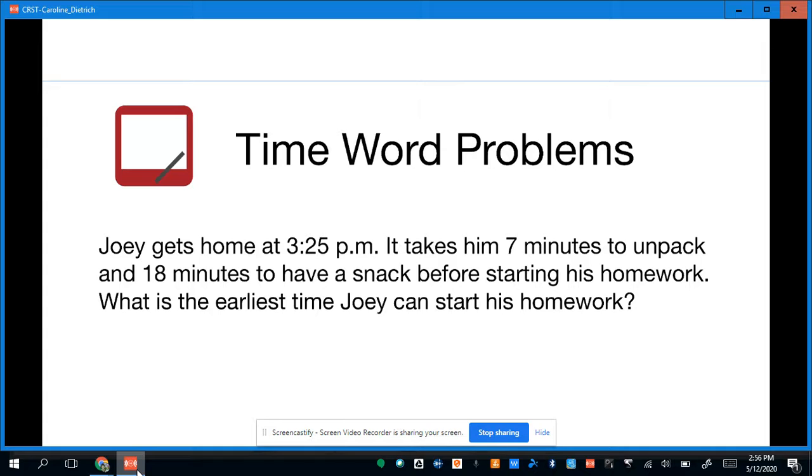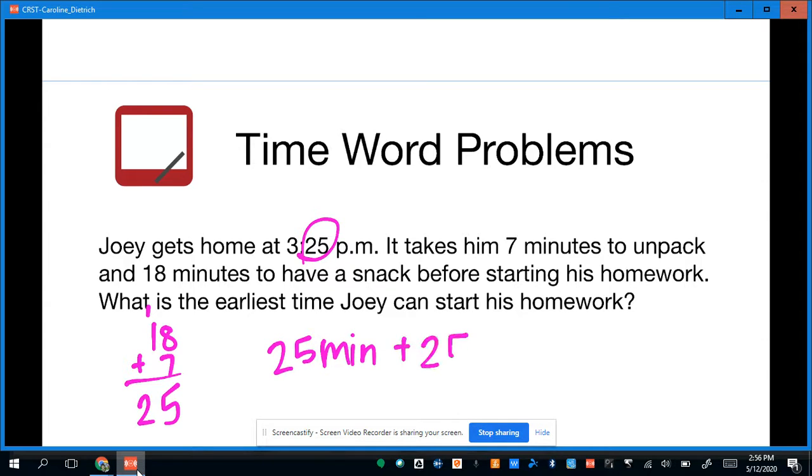Well, first I'm going to figure out how many minutes he spent unpacking and having a snack. So I'm going to add 18 plus 7, which is going to be 25. And then I'm going to do 25 minutes, because that's the time he started at, plus 25 more minutes, which equals 50 minutes. And my hour did not change, so it's 3:50.